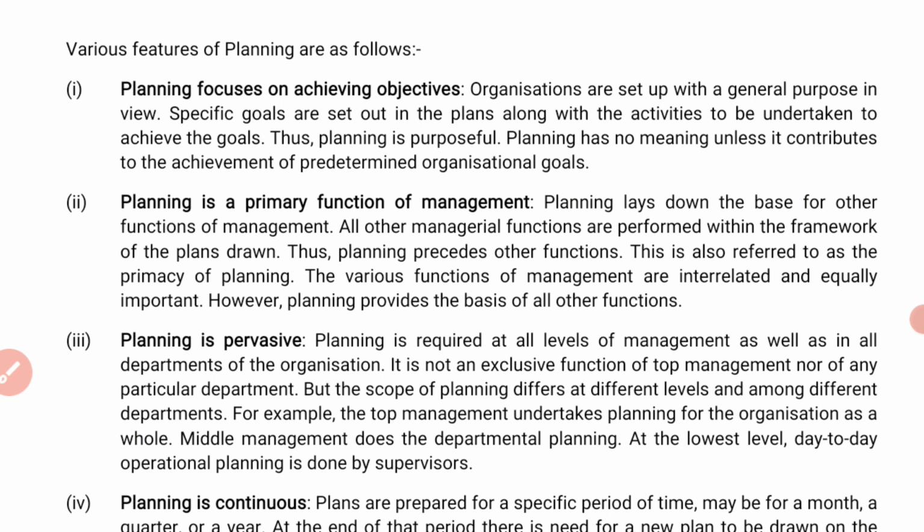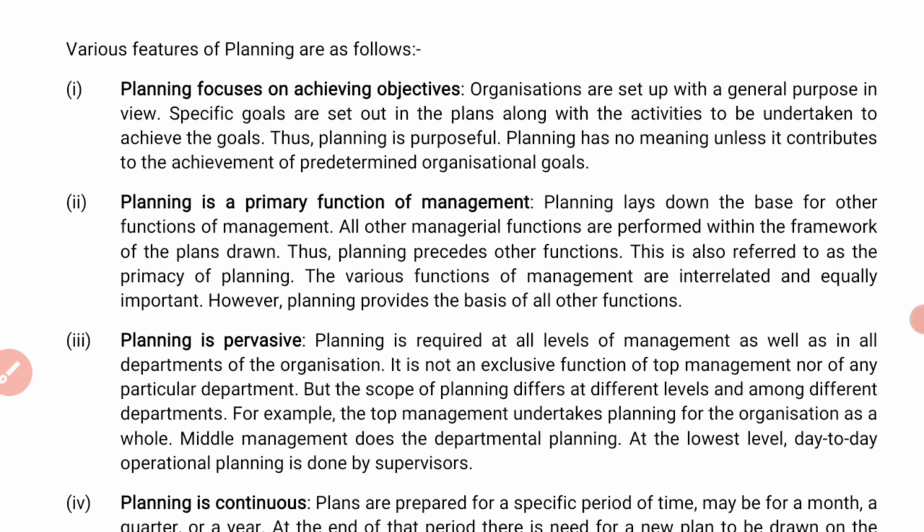First one, that is planning focuses on achieving objectives. The first feature of planning is that it focuses on achieving the objectives of the organization. Planning means it is done in advance before implementing the activities. So planning is helpful to achieve the objectives and goals of the business organization. So that is one of the important features of planning.